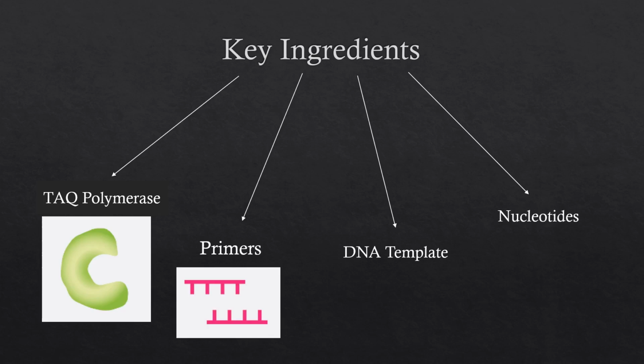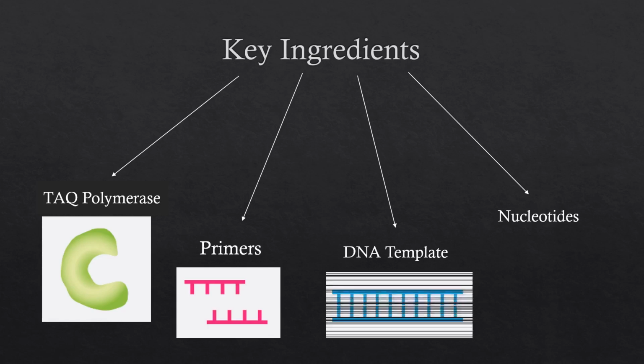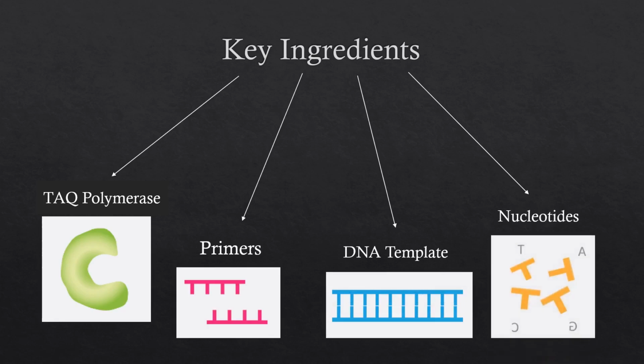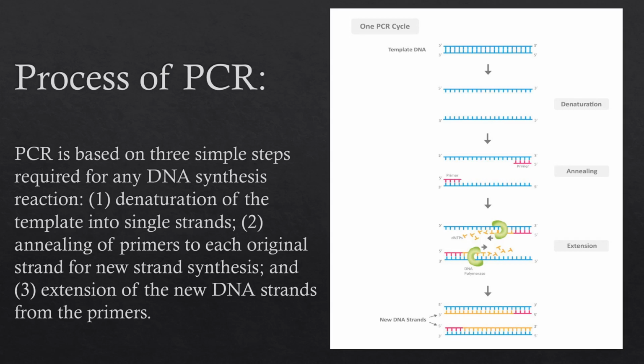And we use two such primers in each PCR reaction, which are designed so that they isolate the target region of the DNA to be copied. Coming to the next one, the DNA template. It is nothing but the segment of original DNA which we want to amplify. And nucleotides, as we know, are the basic building blocks which are used for DNA synthesis.